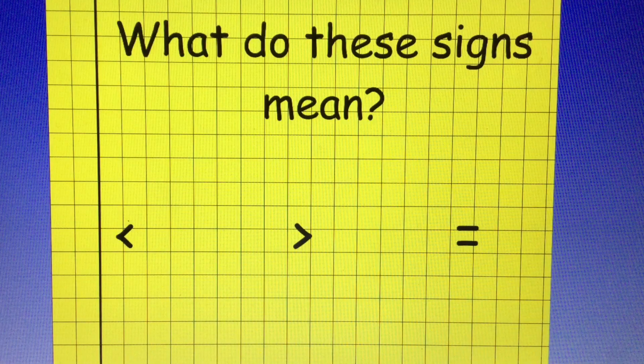What do these signs mean? Yep, it is the less than, more than and equal to signs. The first one is our less than because the number that will go at the start will be less than the other number, because the crocodile always eats the bigger number. Remember, the crocodile always wants to snap up the biggest number it can.